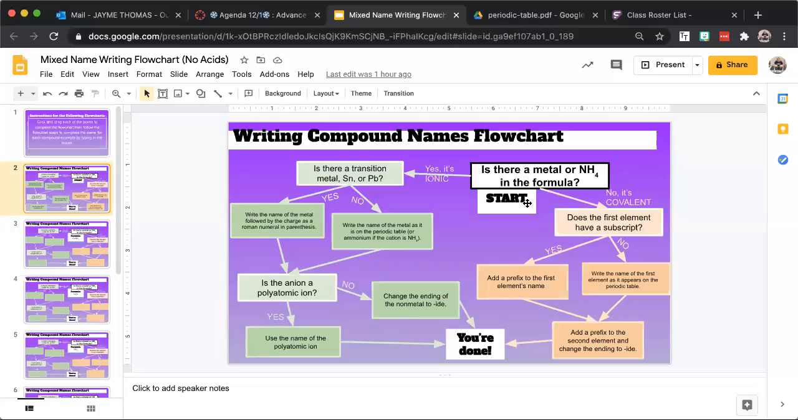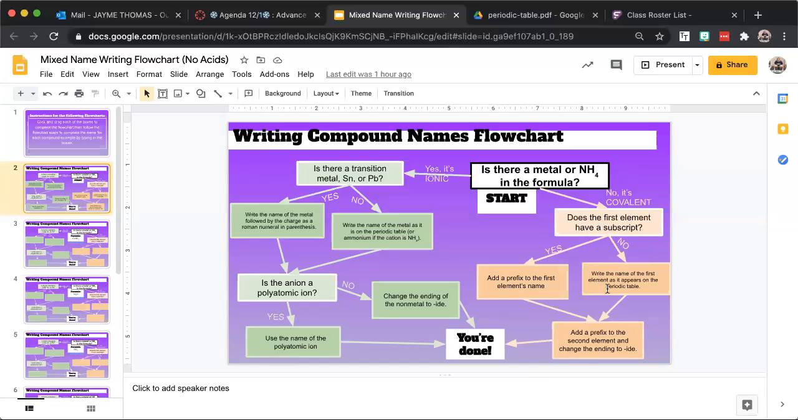If we go back to the start, if we answer no to this first question, no, it does not have a metal and it does not have NH4 in the formula, that means that it's covalent, okay? And so then from there, we look at, okay, does the first element have a subscript? If it does, then we need to look up the correct prefix to put in front of the name of that first element. If it does not, then there's no prefix, because if there's one of the first element, we don't use mono. So if the first element doesn't have a subscript, then we just write the name of the element from the periodic table. We don't need to add a prefix.